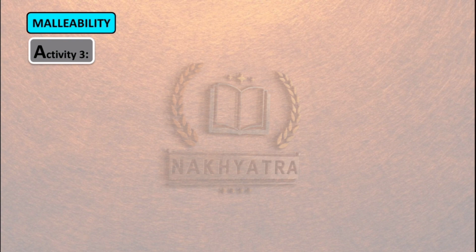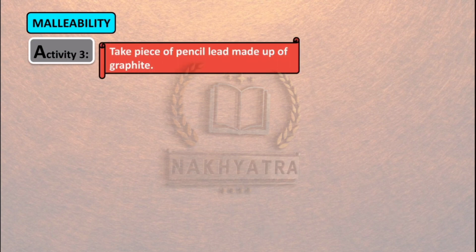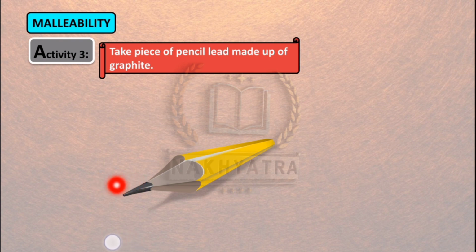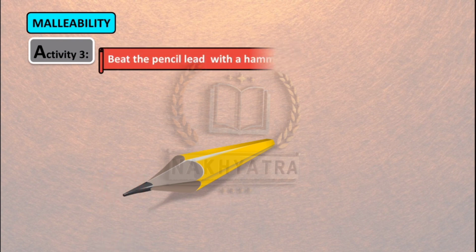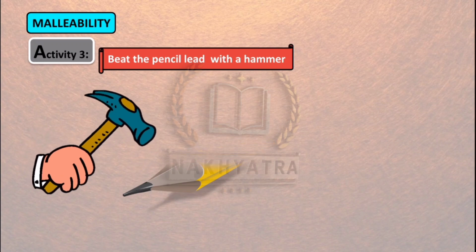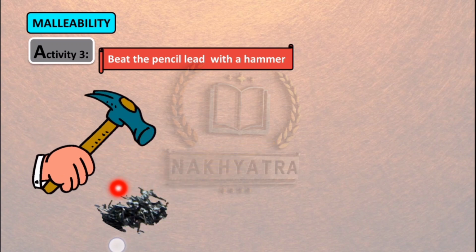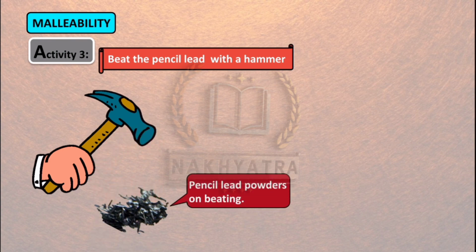Now let us see activity 3. Take a piece of pencil lead, which is made up of graphite. Now beat the pencil lead with a hammer. After beating, you can see that the graphite has been broken into pieces. The pencil lead turned into powder on beating.